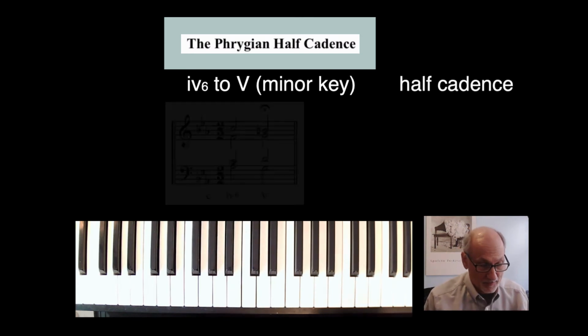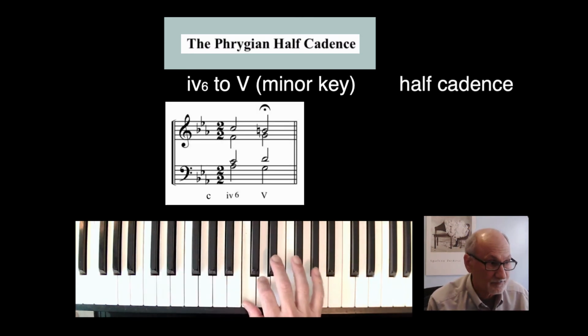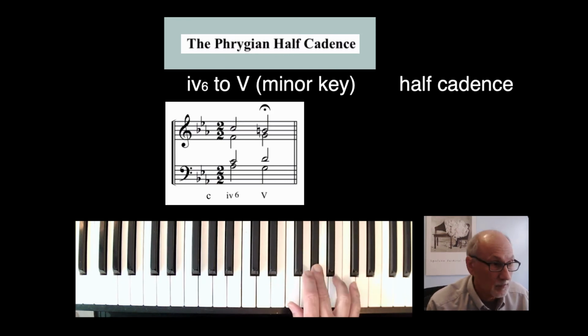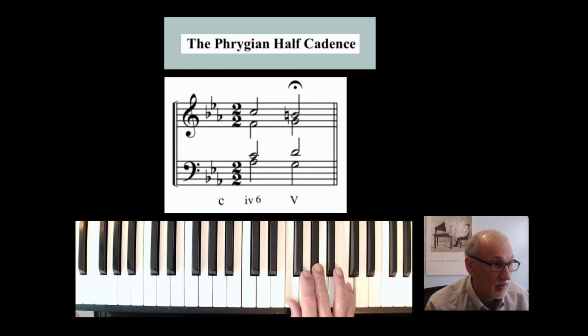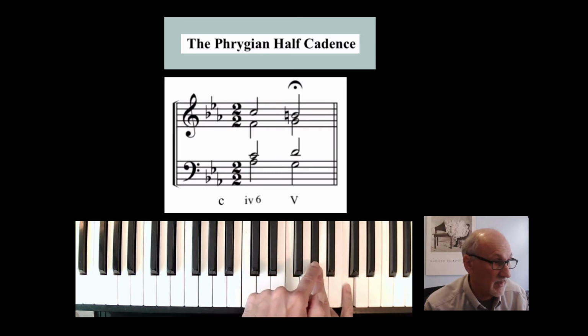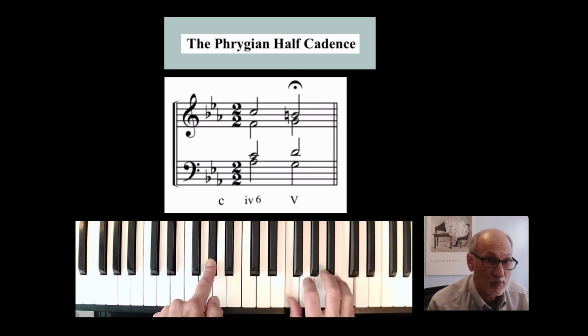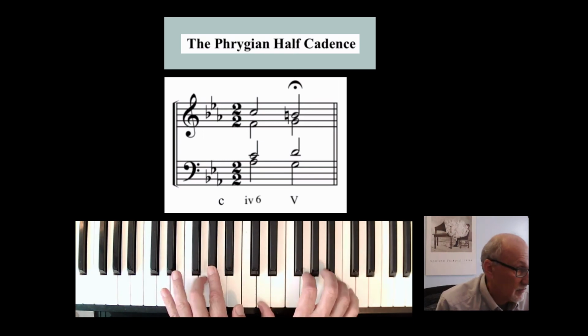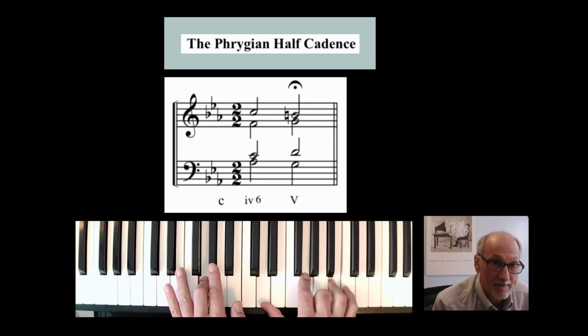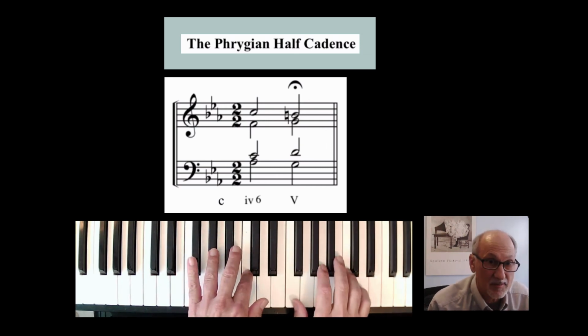Here's an example. We're in the key of C, and we're going to write a 4 chord going to 5. But the way we're going to do it, we're going to put the 4 chord in first inversion, which means that the third of the chord is going to be in the bass. And then from there, we're going to move into the 5 chord. It's a really pretty sound. Let's look at the way this has been voiced here.